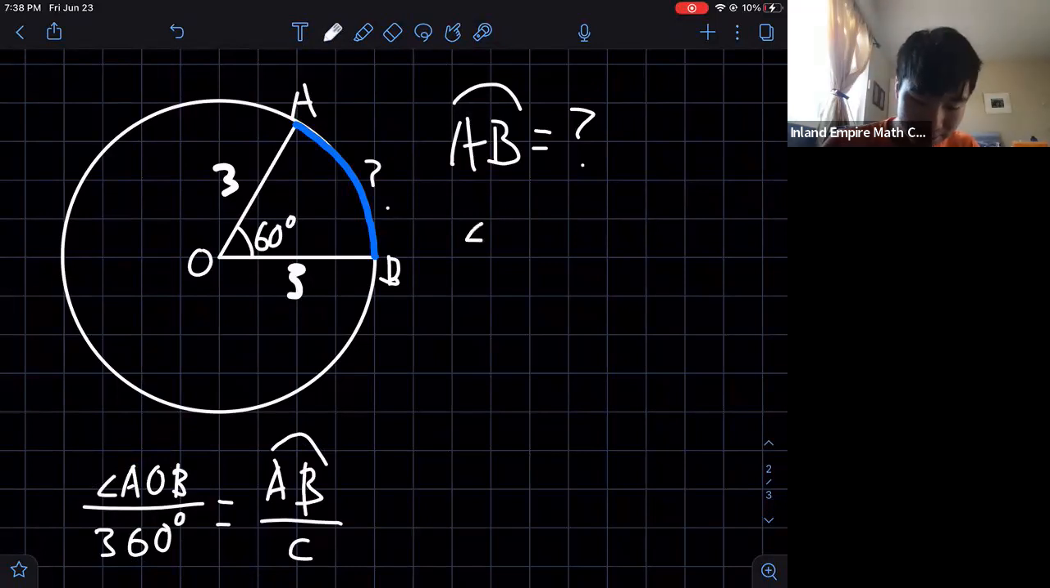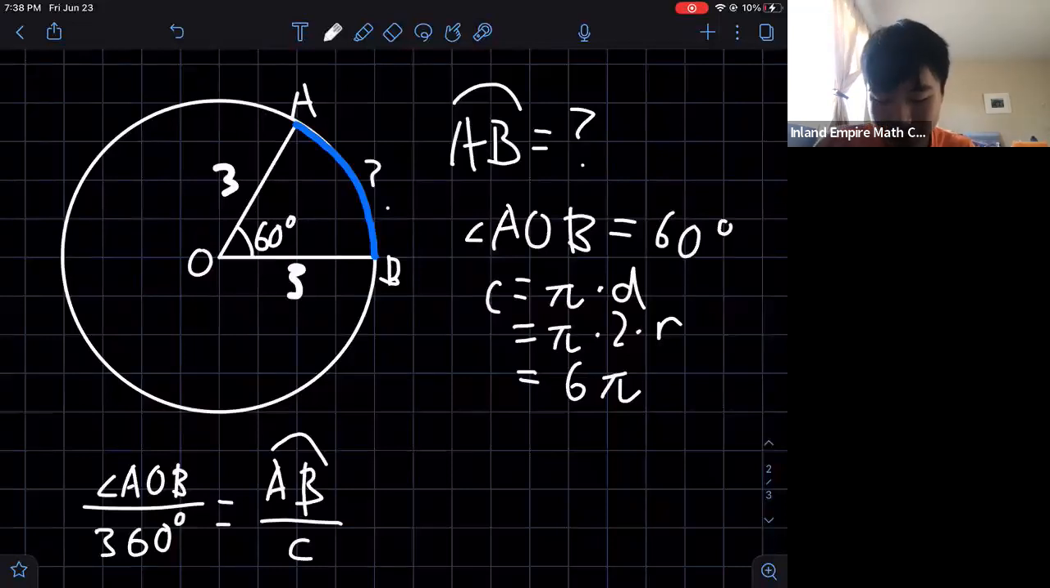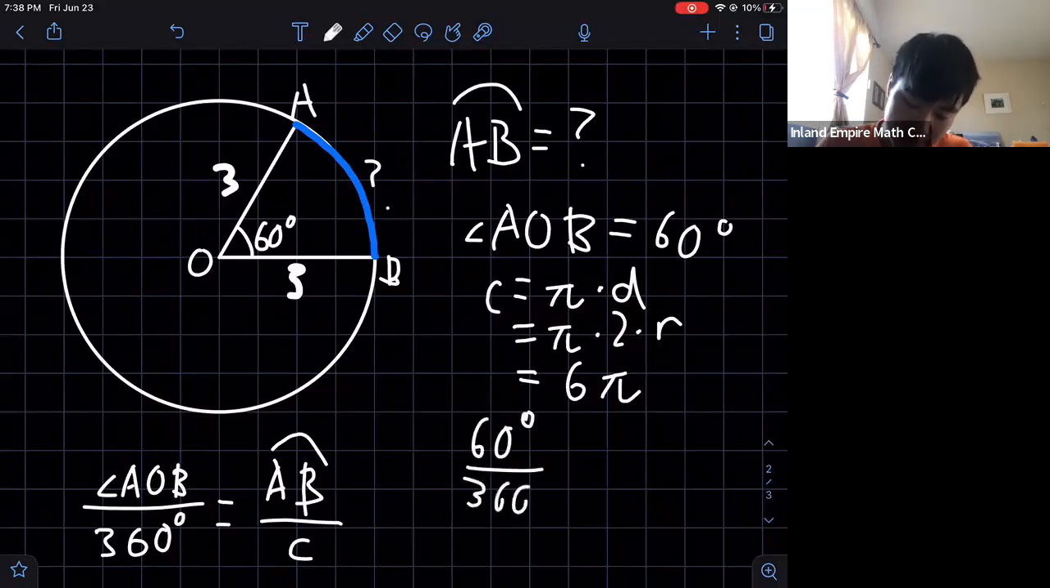We know what AOB is. AOB is equal to 60 degrees. And we know what C is. The circumference is equal to pi times the diameter, which is equal to pi times 2 times the radius, which is equal to 6 pi. As we remember, we solved this before. Since the radius is 3, 3 times 2 is 6, 6 times pi is just 6 pi. Then we can plug this into the formula like this. So we have 60 degrees over 360 degrees equals arc length AB over 6 pi.